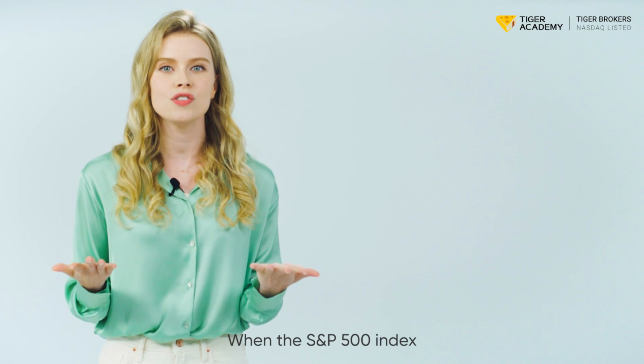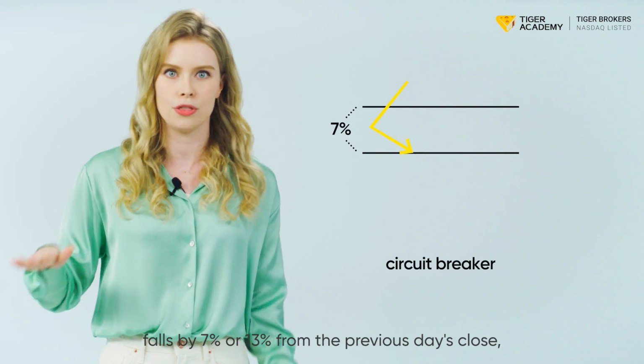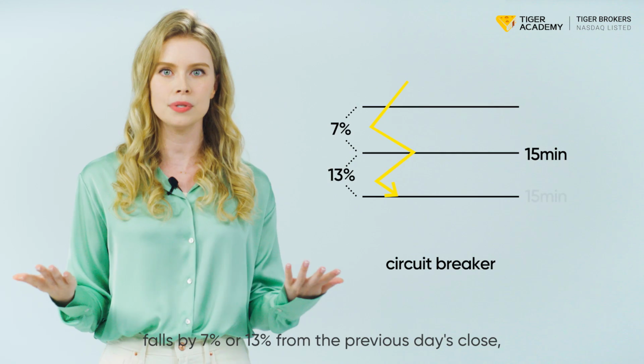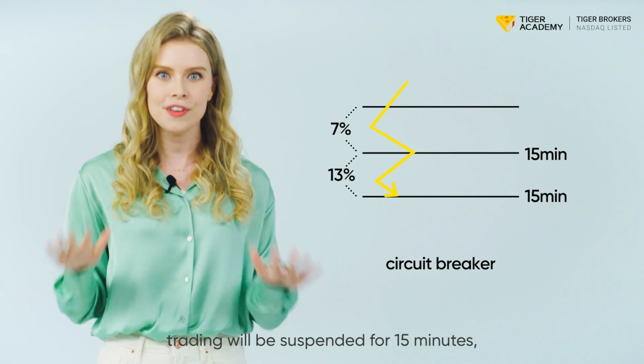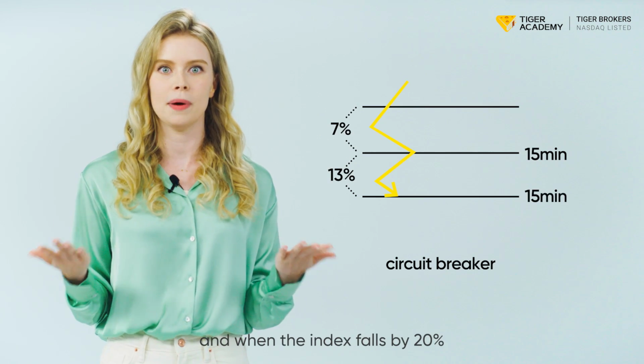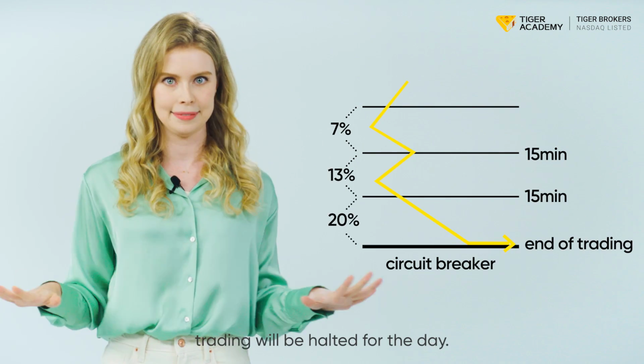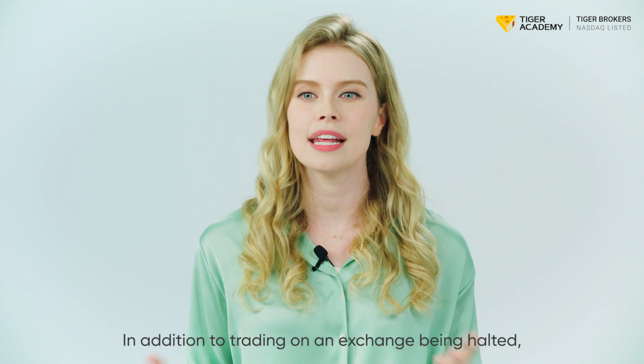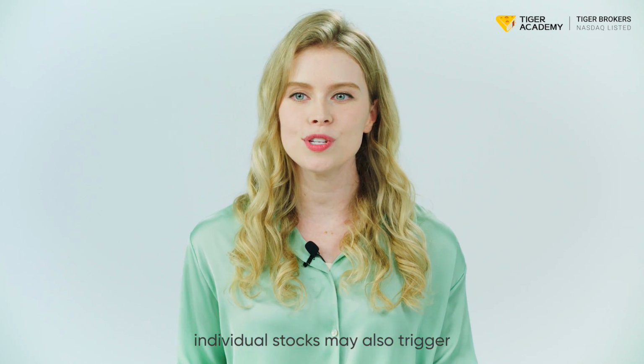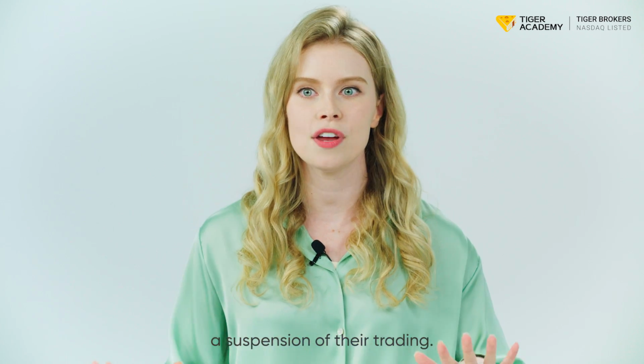It should be noted that market circuit breakers are triggered by sudden drops in the S&P 500. When the S&P 500 index falls by 7% or 13% from the previous day's close, trading will be suspended for 15 minutes, and when the index falls by 20% from the previous day's close, trading will be halted for the day.